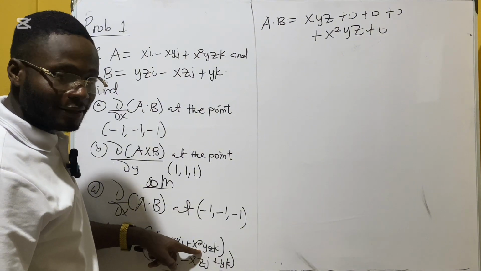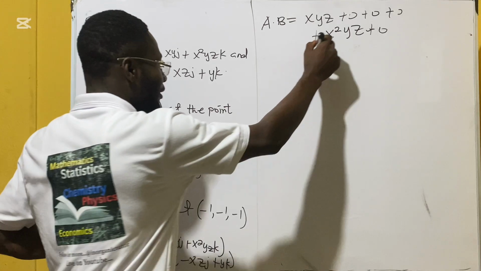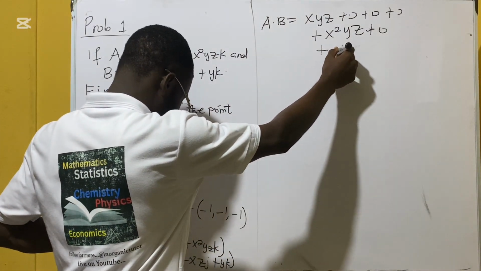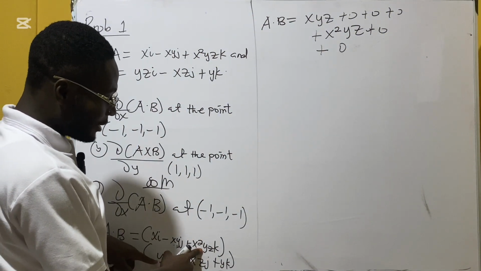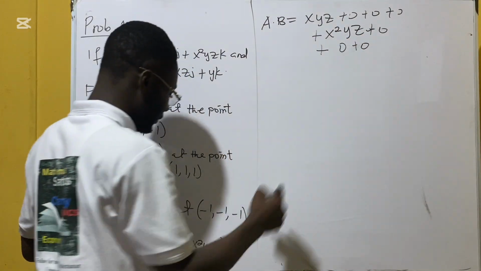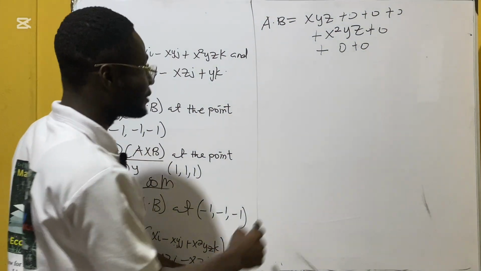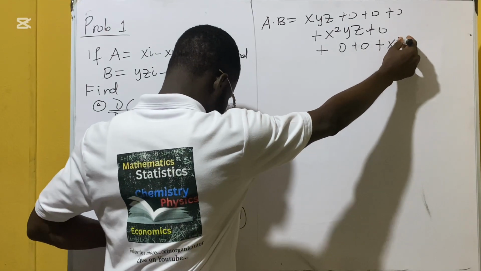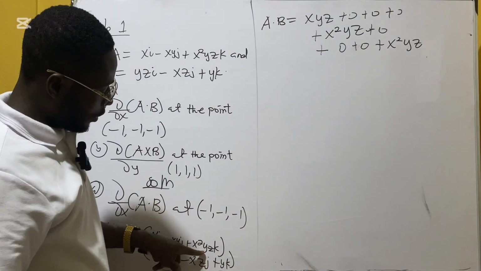And we come to the last term, x squared yz times yz, that is also 0. And x squared yzk times negative xzj also gives us 0. And x squared yzk times yk gives us plus x squared yz, x squared yz.